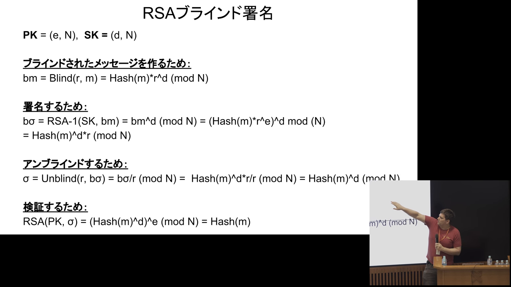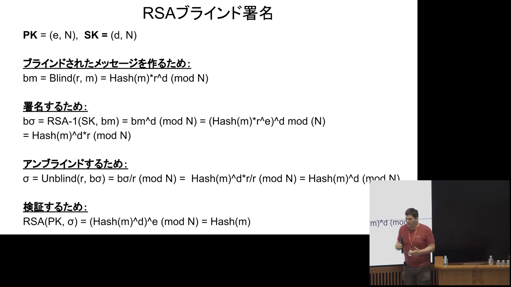The E and D here, generally we're using this for signatures, but E is used because it stands for encryption and decryption, because they're inverses of each other. And so if you're using RSA to do encryption, the E would be the value that you raise to encrypt, and the D would be the value that you raise to decrypt.